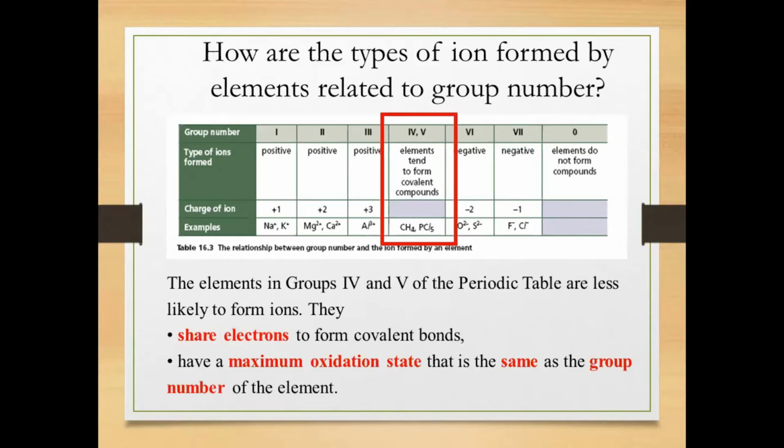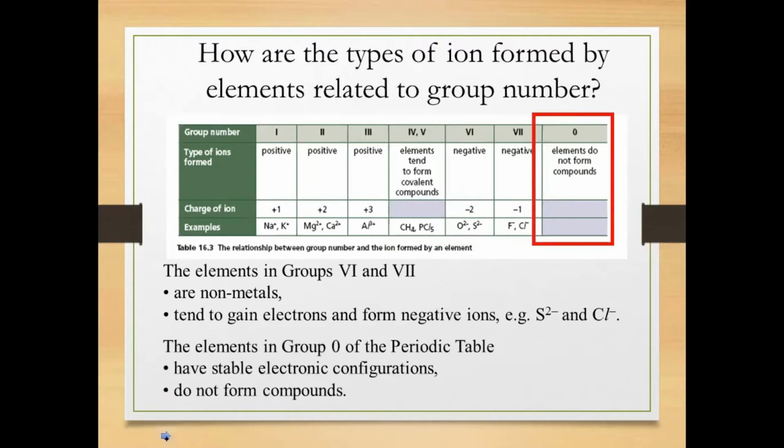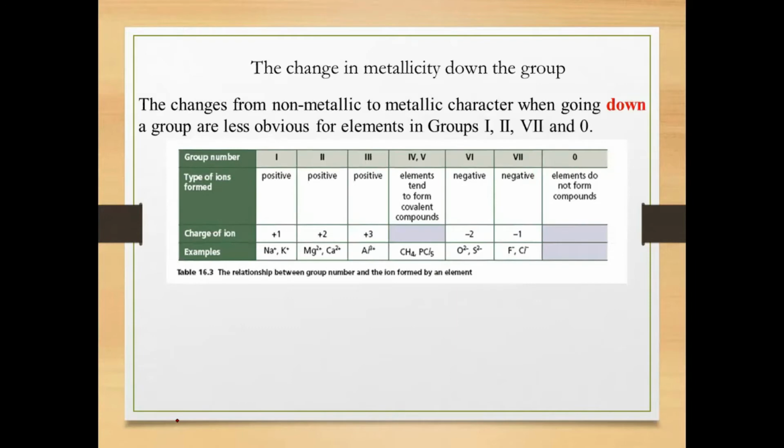Then group number 4 may have a +4 or -4 charge, or it sometimes shares electrons to form covalent bonds. Group numbers 6 and 7 receive electrons to become negatively charged. Group number 8 elements have 8 electrons in their outermost shell, so they don't need to receive or donate any electrons to gain stability. They are already complete and stable, they have complete octets, so they have no charge.